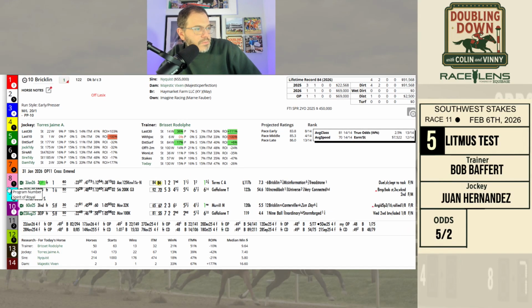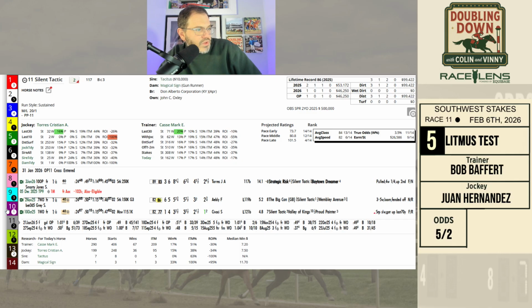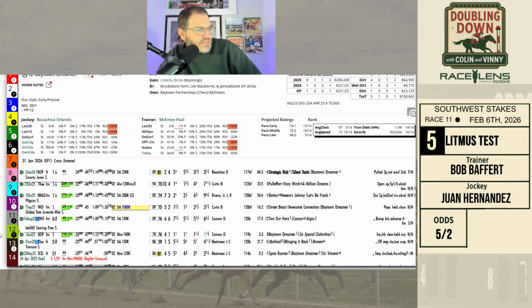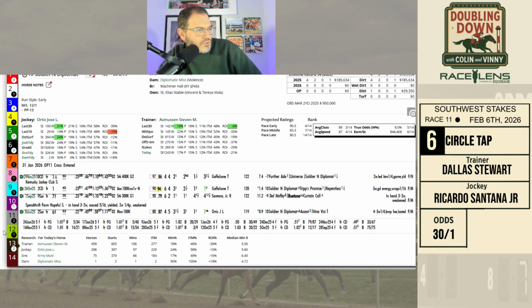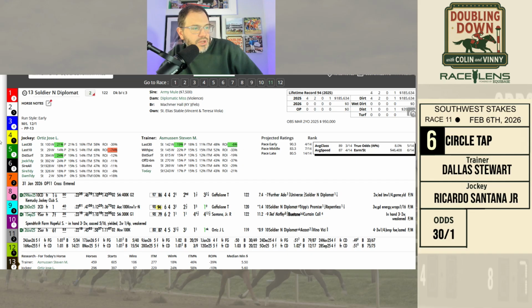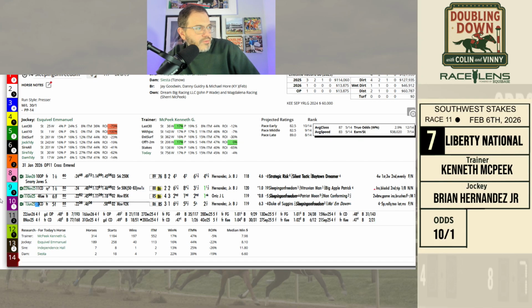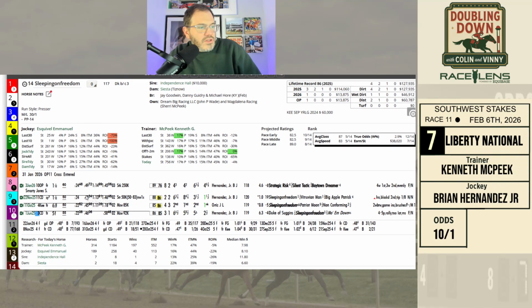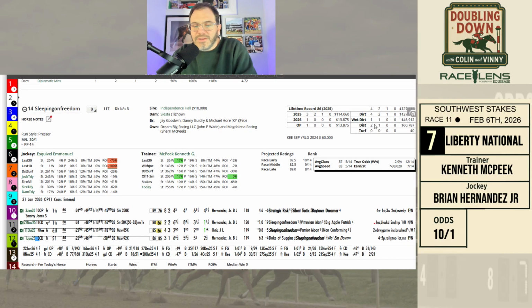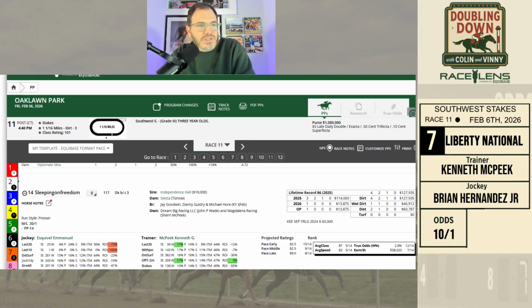Number 10, Bricklin. Early speed. Baytown Dancer has shown some early speed. Soldier and Diplomat has shown some early speed coming out of the Kentucky Jockey Club. He did all the work that day in that race. Got beat by Further Ado, but that was my note on Soldier and Diplomat. He was on the front end that entire race and just kind of got nipped at the end, getting passed by 2. So we'll do a little bit more of a deep dive with me and Vinny in the coming days on the Southwest Stakes.